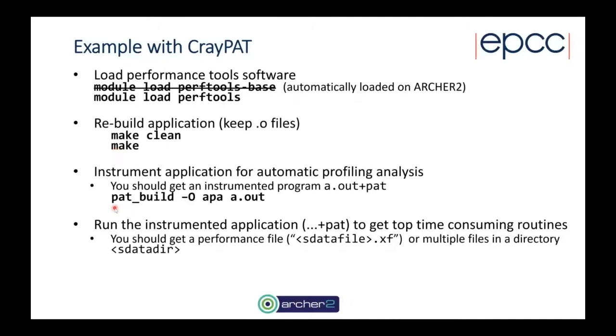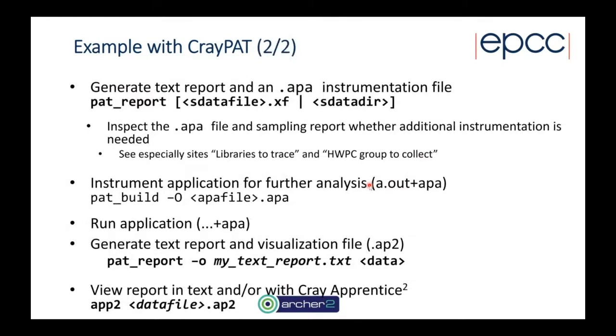And then what we do is we use this program called pat build to take our executable and rebuild it in an instrumented form. So I say pat build -O apa, name of my executable, and it will create a new executable with a name plus pat on the end, which I can then use to generate more extensive and in-depth information. When I run my application with that, it produces a bunch of data, including a specific file, an APA file, which lets me instrument the heavily used code in more depth.